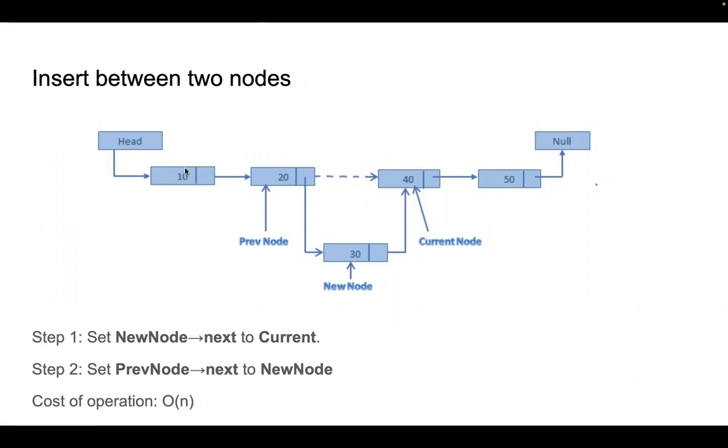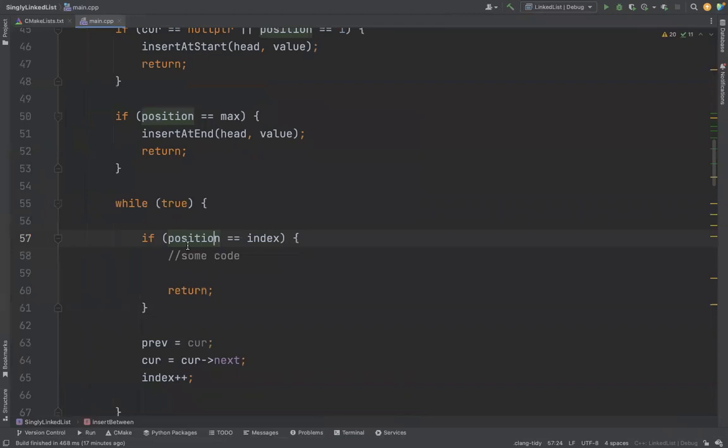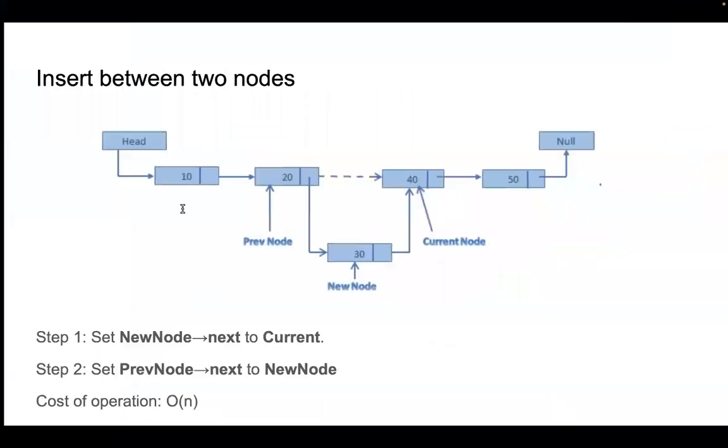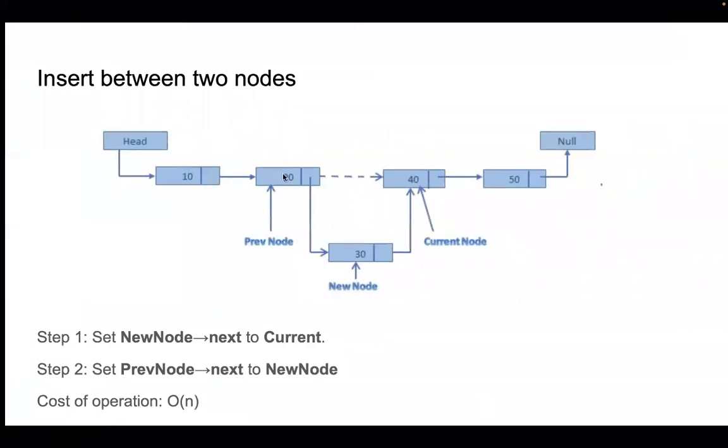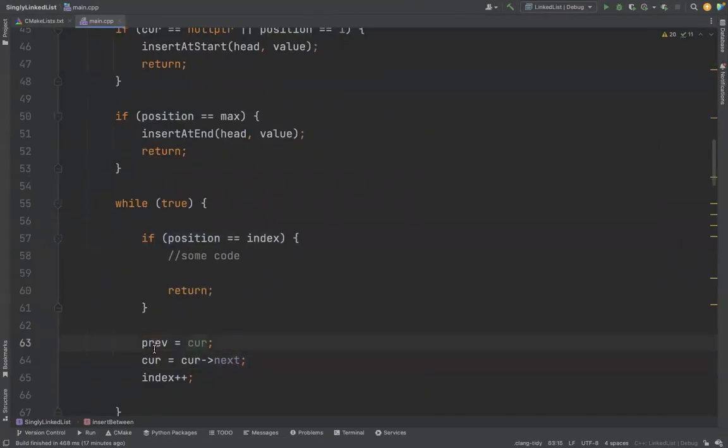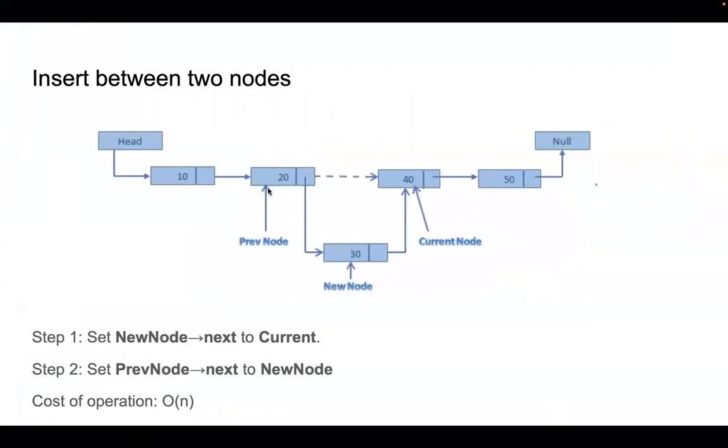For example, initially 10, let's say our position is 3 and index starts with 1. Firstly, it will check if position 3 is equal to 1. It's not equal, so it will come here. Current is 10, so we're going to save node 10 in previous, and set current to current next, which is 20. So now previous is 10, current is 20, and index is 2. It comes here. Is 3 equal to 2? It's not. So current is 20, as you know.